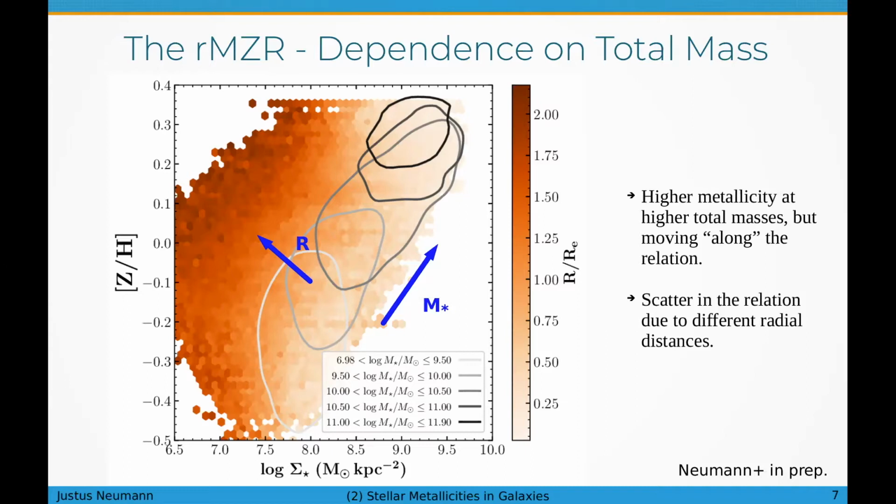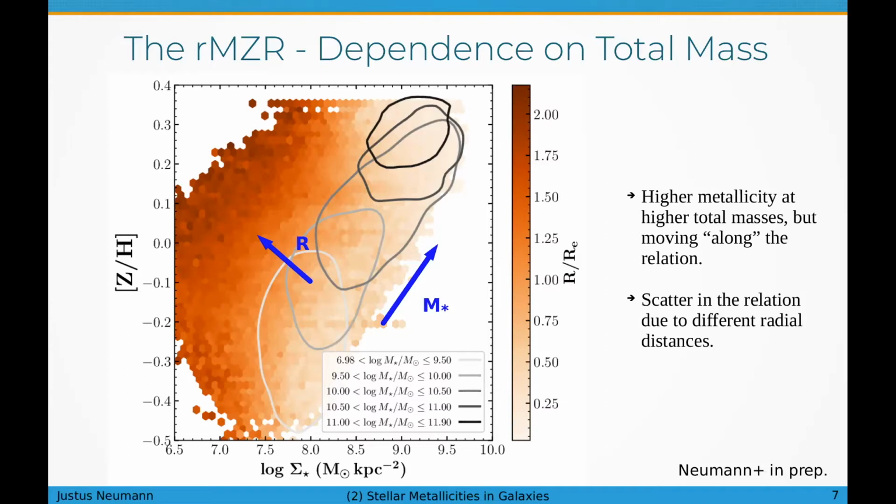The contours here from light gray to dark gray show increasing total stellar mass of the galaxies that contributed to this plot. And we see when we move from the lowest mass contour to the highest mass contour, so from light to dark, we have higher metallicities for higher total stellar masses, as we learn from the global mass metallicity relation. But we kind of move along this metallicity surface mass density relation.